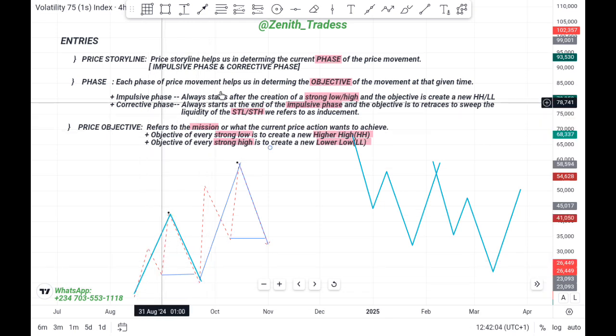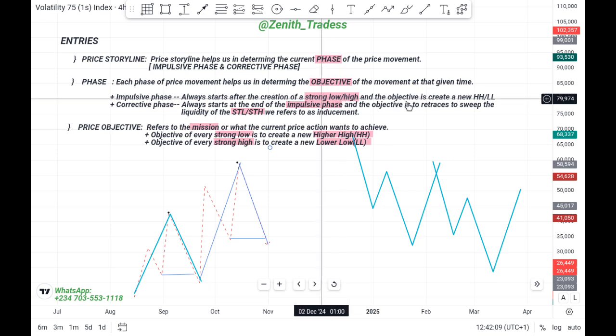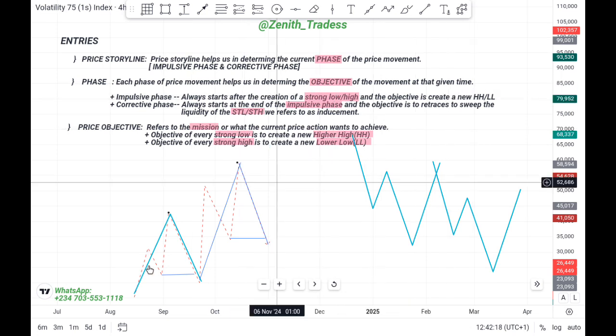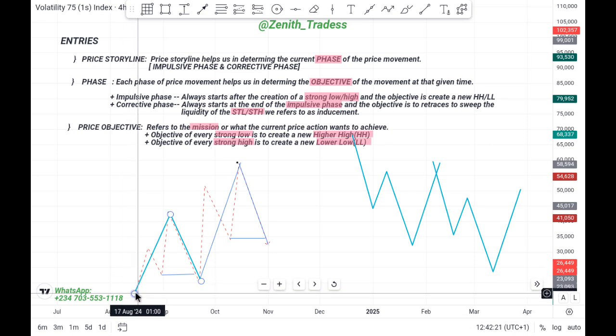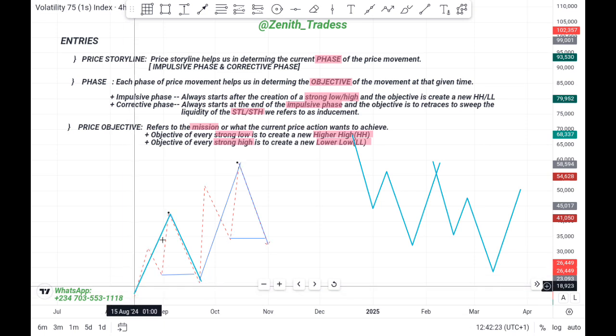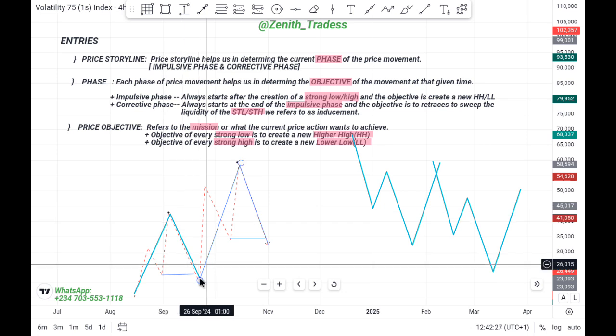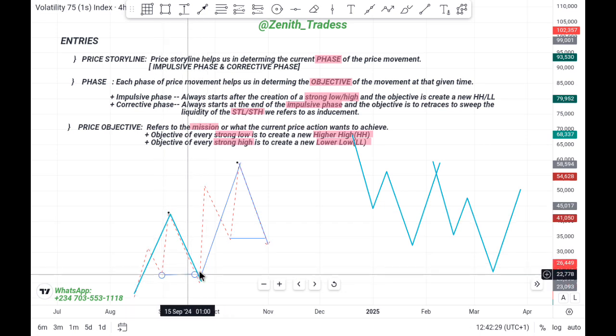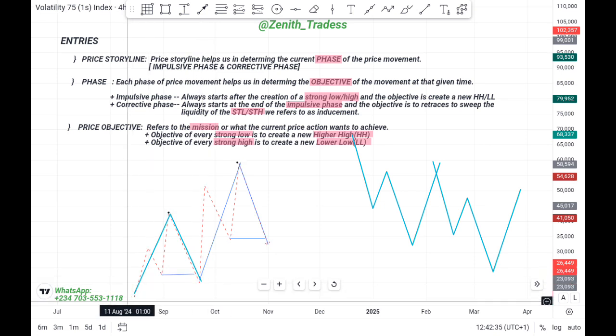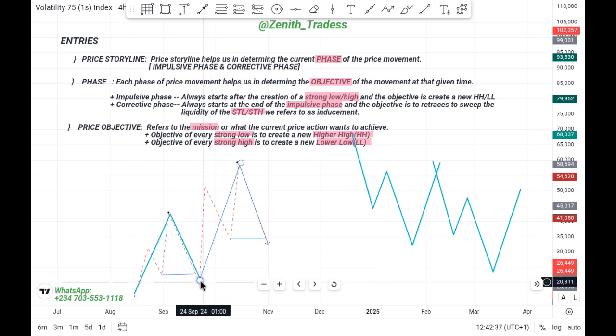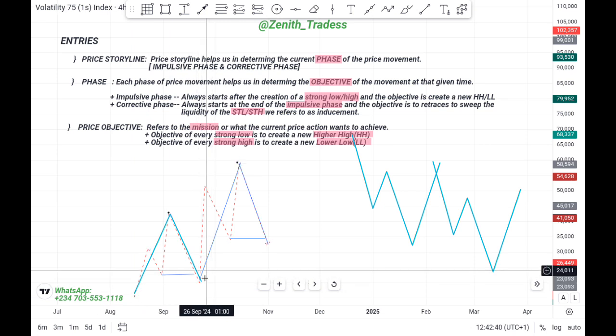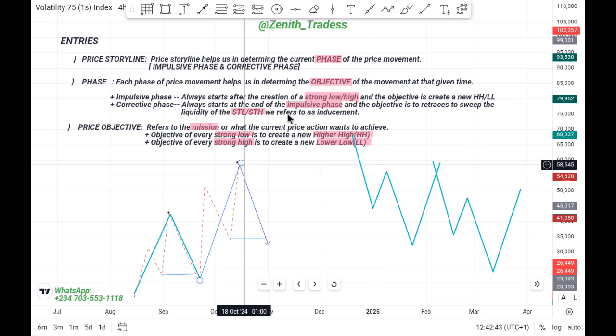So that's why they say it always starts after the creation of a strong low, that is for bullish, and the objective will be to create a new higher high for a bullish scenario. After the creation of a new strong low, the objective will be to create a new higher high, that is a major high for bullish. This is the end of the previous trend, the previous range, the previous CP, right? So this is the previous strong low, and this is a new strong low. This impulsive move starts here, and the objective will be to create a new higher high. That's all they are saying.